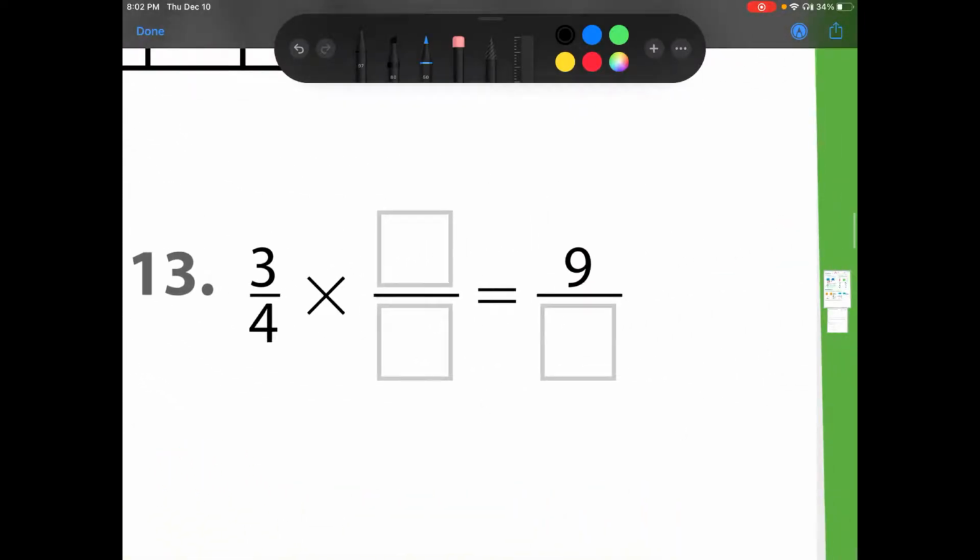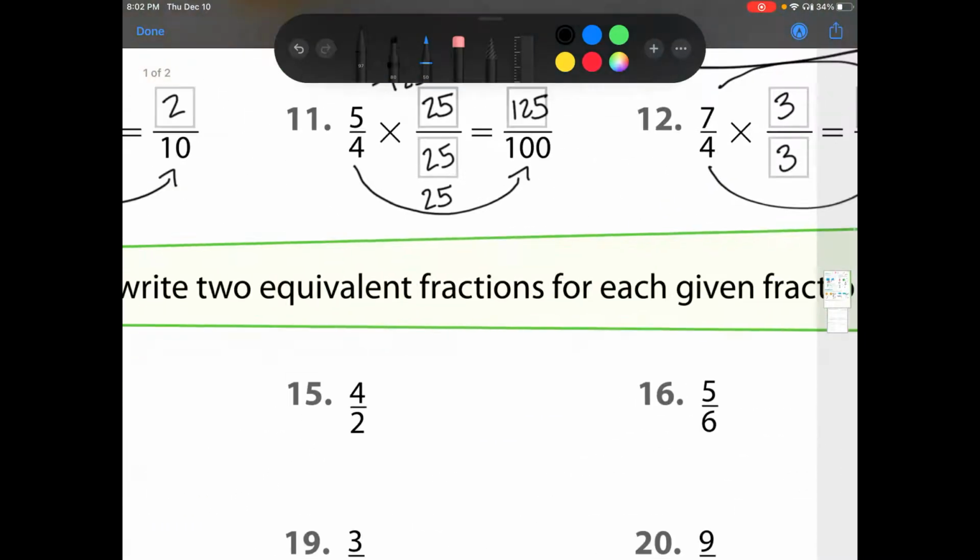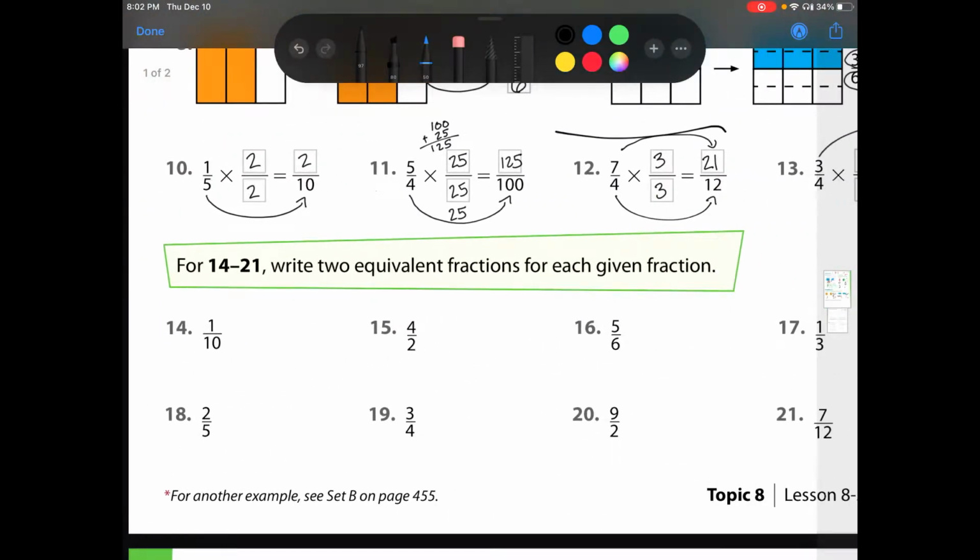So let's head to our next one. How did I get from 3 to 9? What did I multiply it by? I believe it's 3. So whatever we do to the top, we have to do to the bottom. Whatever we do to the numerator, we have to do to the denominator. So we need to multiply that by 3 also. 4 times 3 equals 12. Again, this is why we need to know our multiplication facts. It will go so much faster.